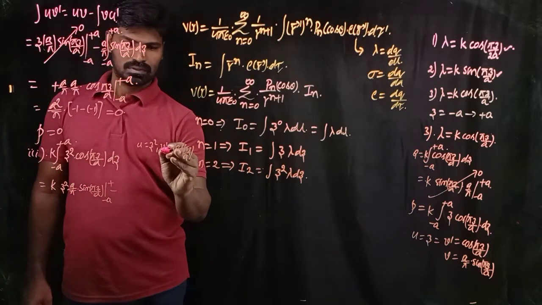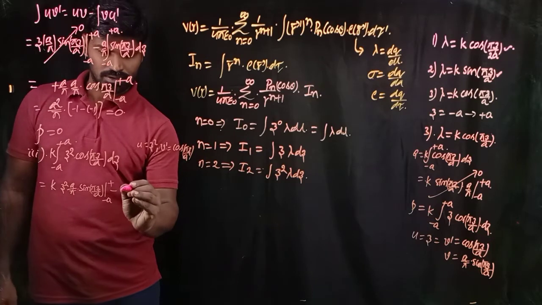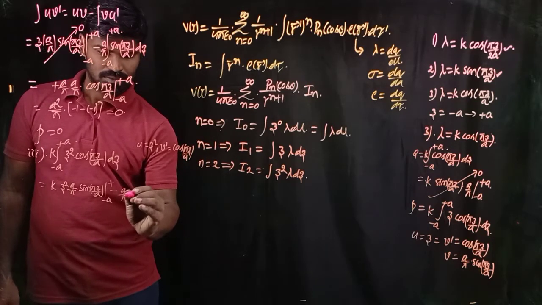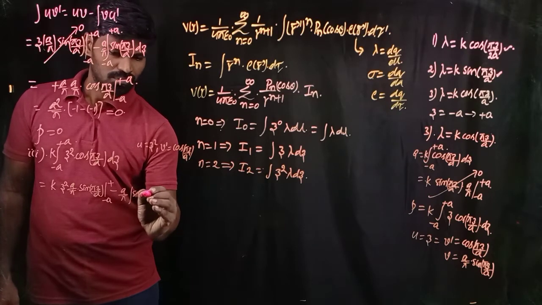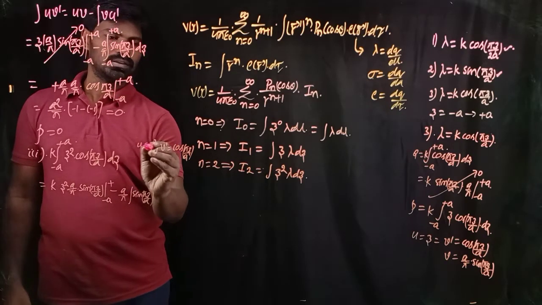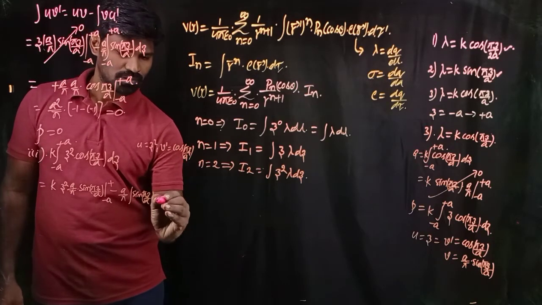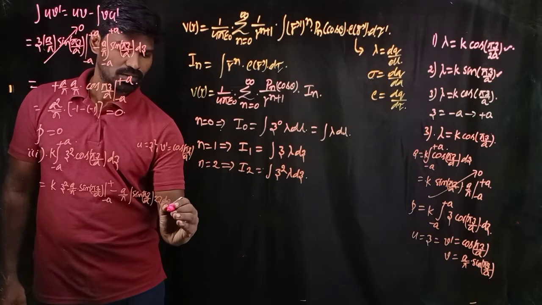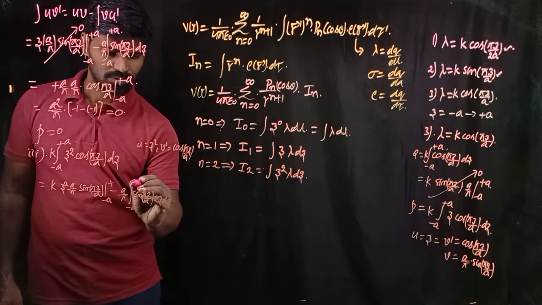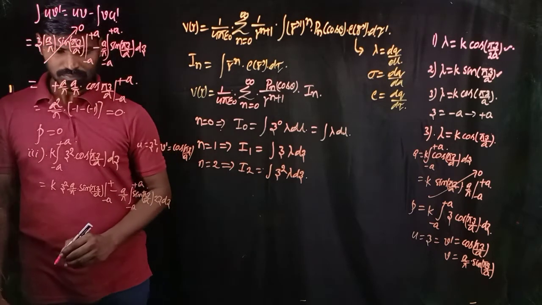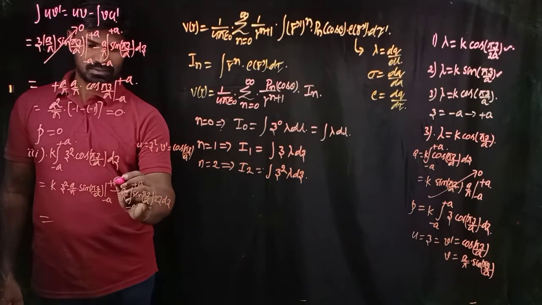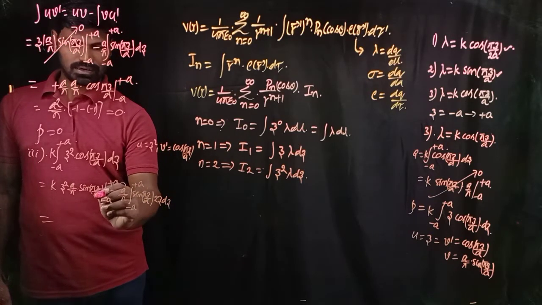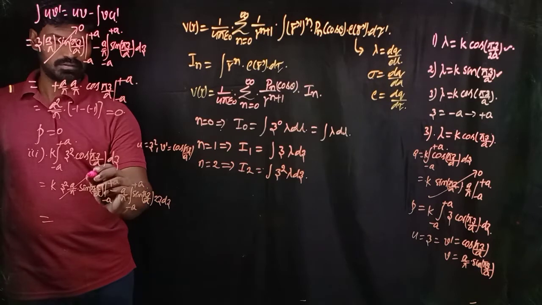v is this only, a divided by pi into summation over sine pi z divided by a into u dash. U is z square. U dash will be how much? 2z dz, between the limits minus a to plus a. Anyhow this integral will vanish because if you substitute here, a gets sine pi value is 0. This term vanishes.